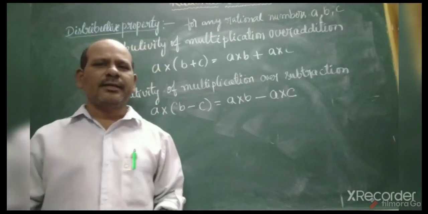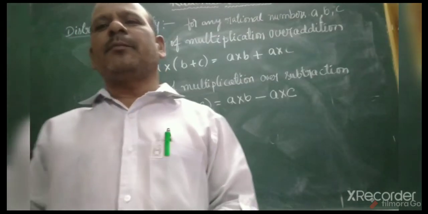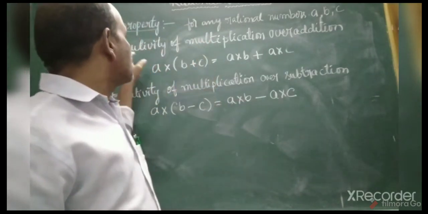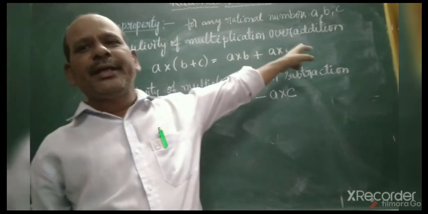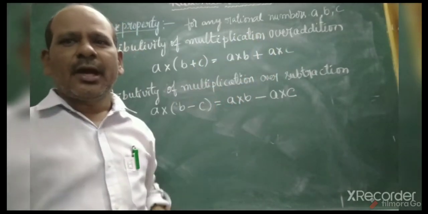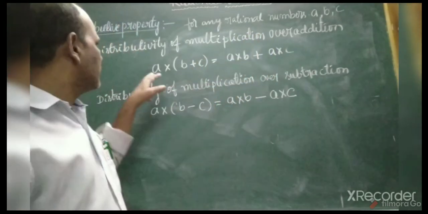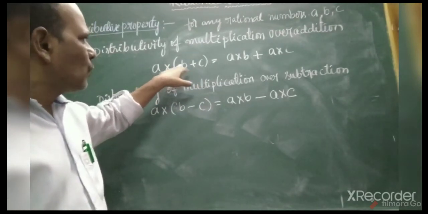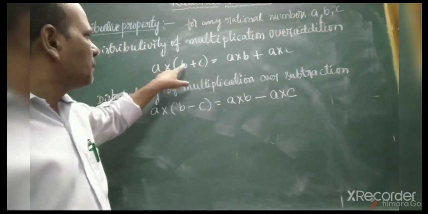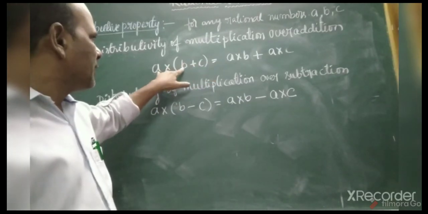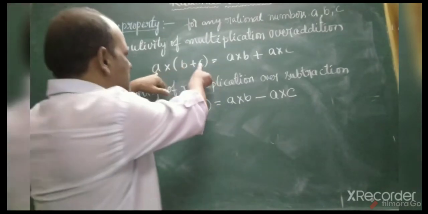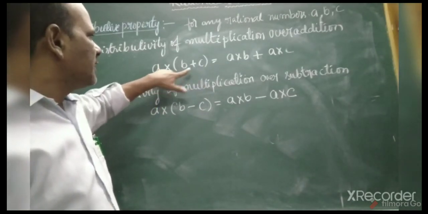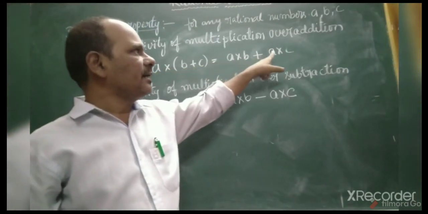Okay, see once again, for any three rational numbers a, b and c, distributivity of multiplication over addition: a into b plus c is equal to a into b plus a into c. a is distributed between b and c, so that a into b and a into c.